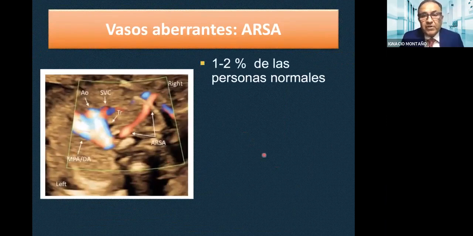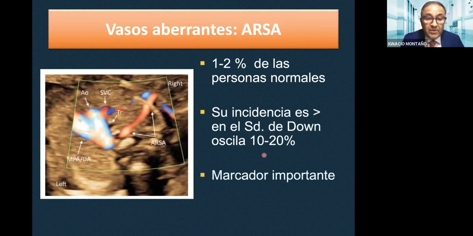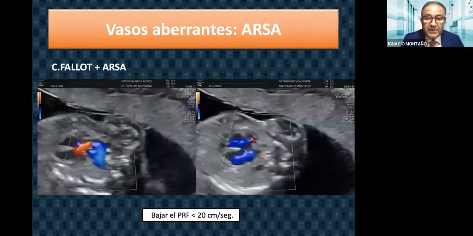It occurs in 1 to 2% of normal people. Its incidence increases in Down syndrome by 10 to 20%, but not only in Down syndrome, but also in other chromosomal abnormalities. It is an important marker of chromosomal abnormalities.